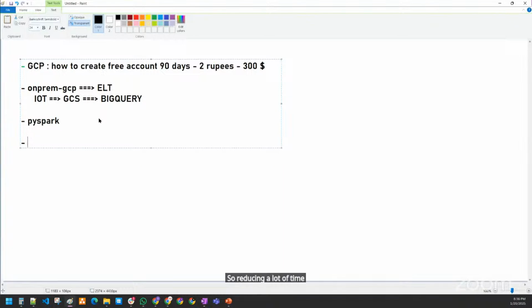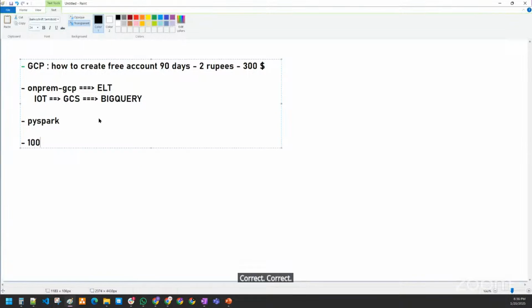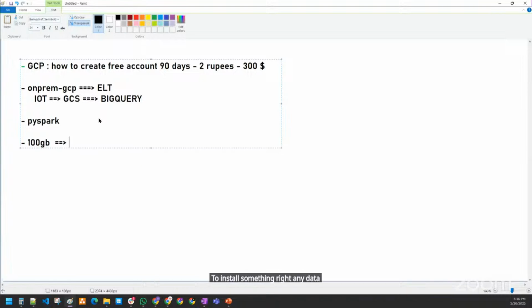Another question: you say you save the installation effort. Earlier it was the server setup and all the data center, but now it's all one package like GCP, one cloud service. But we also need to buy the space from there to install any data, right? I'm not saying there is no money at all. I'm saying that comparatively the money is less.